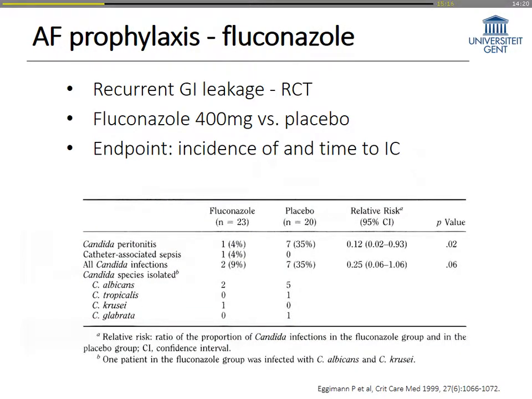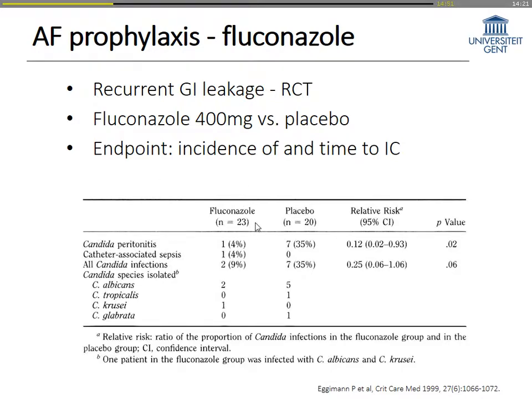One of the first papers reporting on the prophylactic use of fluconazole is this paper, already almost 20 years old, looking at patients with recurrent gastrointestinal surgery because of leakage. It was a randomized controlled trial: 400 milligrams of fluconazole versus placebo. Mind you, a very small randomized controlled trial.